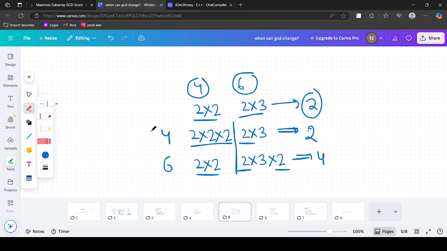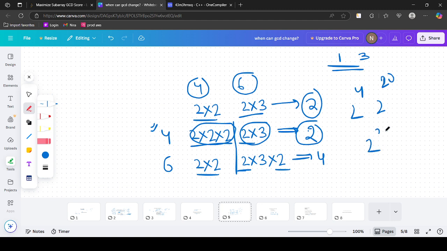And now let's try to double the 4. What will be the new values? It will be 2 into 2 into 2 and 2 into 3. And now what is the GCD? The GCD is 2 itself, because we have only one 2 in the 6. So obviously it will be the minimum of these. Let's say we have 2 power 4 and 2 power 20, what is the GCD? It will be the lesser of both. If we have 2 power 2 and 2 power 4, the GCD is simply the minimum of both, which is 2 power 2. Similarly, we have 2 power 1 and 2 power 3, so the GCD is 2 power 1, which is 2.